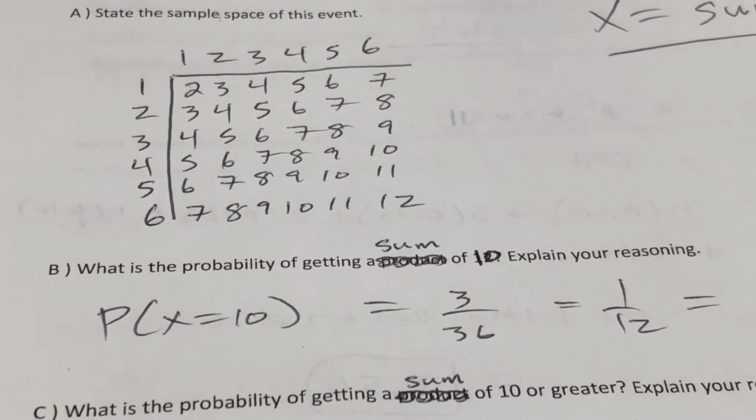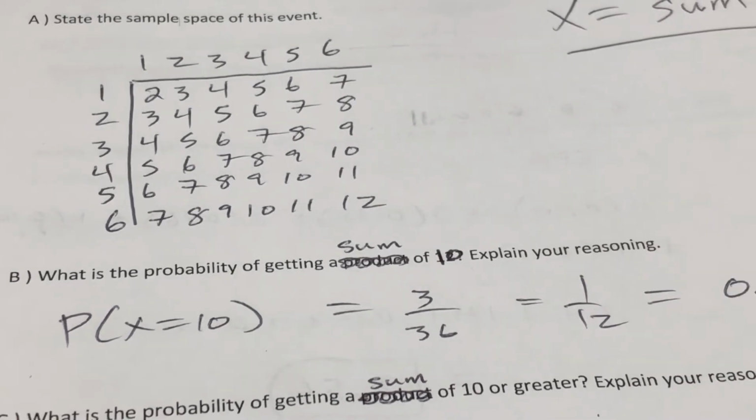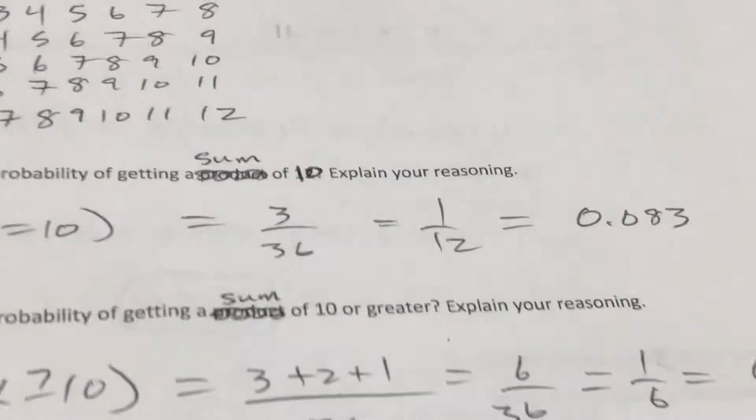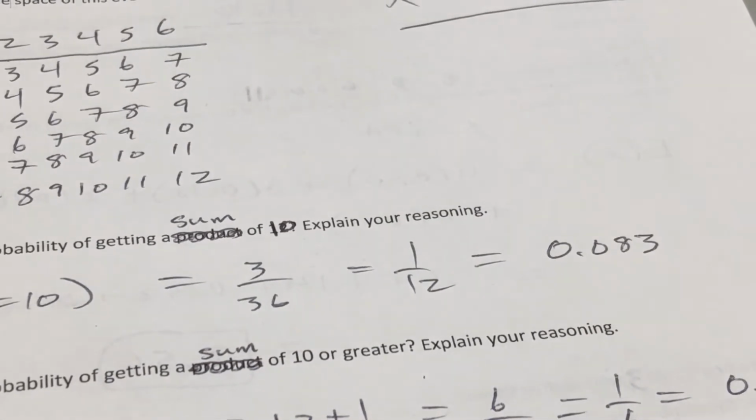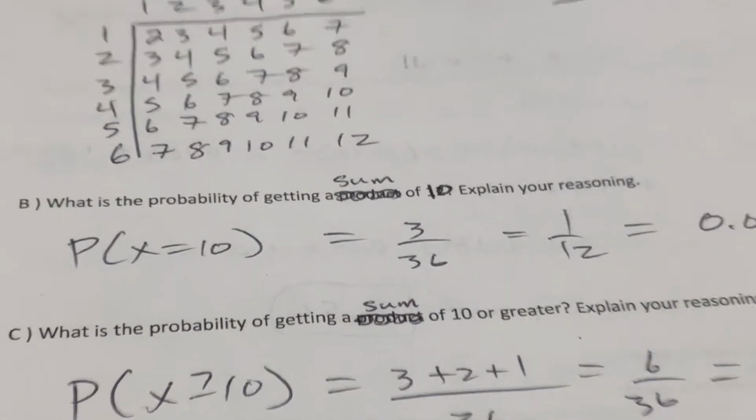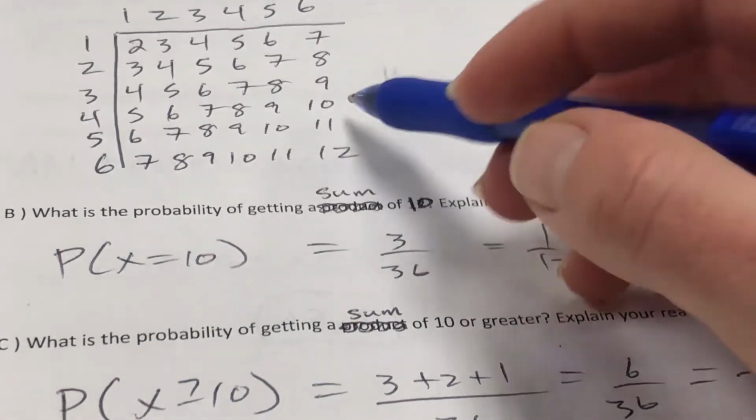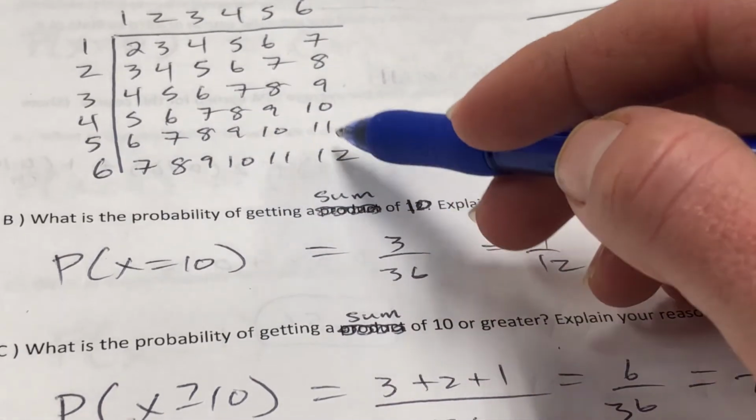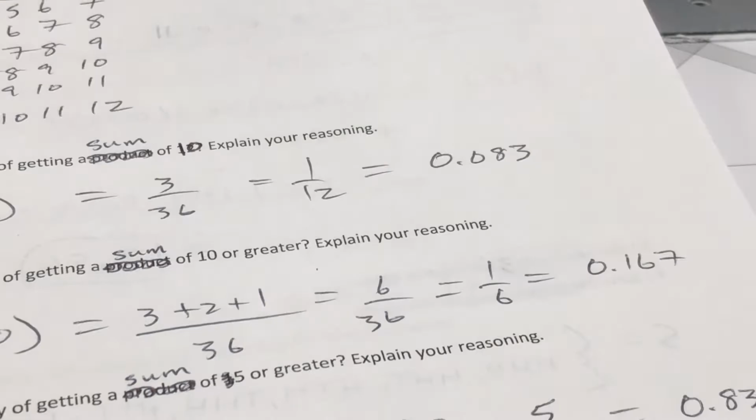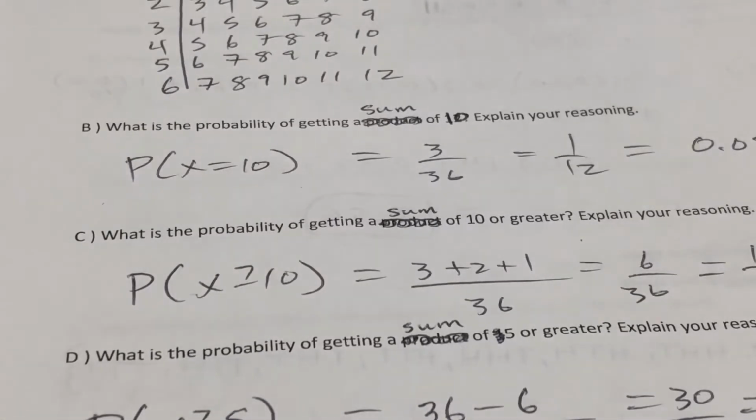What's the probability of getting a sum of 10? Probability x is 10. There are 3 tens in 36. That's 1/12, which is 0.083. What's the probability of getting a 10 or greater? So you can show it by doing those 3 plus those 2 plus that 1. In fact, that's what you should definitely do: probability x is greater than or equal to 10.